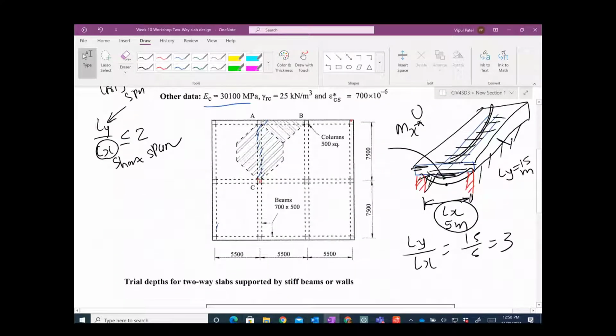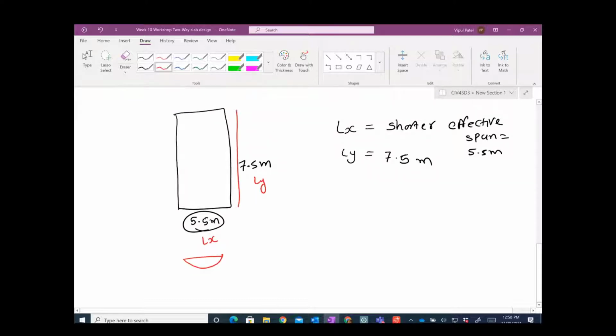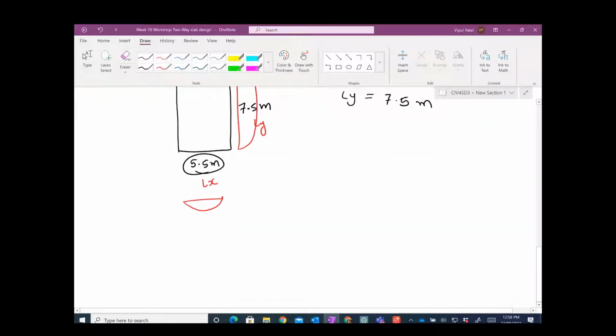Basically in the one-way slab, the Ly does not come into the picture because we're just designing it along the Lx only, right? Because it's supported on two sides and it's just bending in this one direction. But here in the two-way slabs, it bends like this along this side, and it will bend on this side as well, right? So that's the notation.